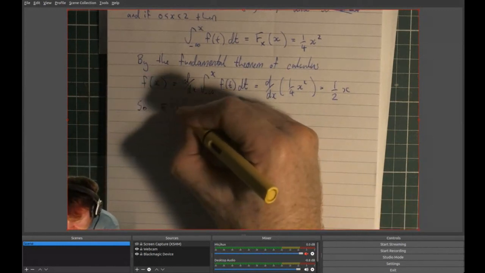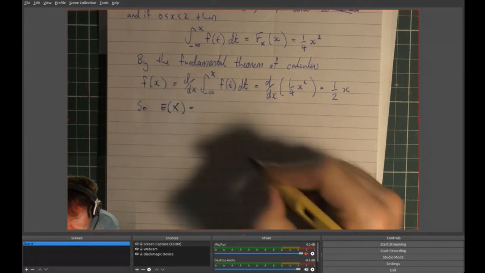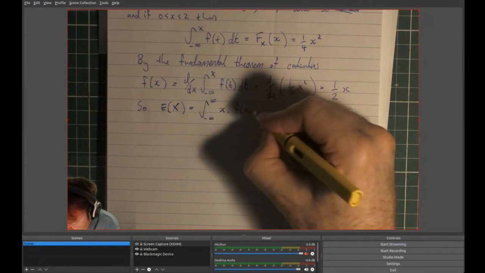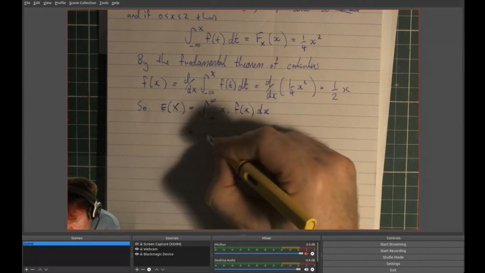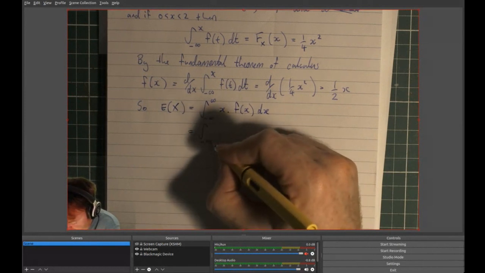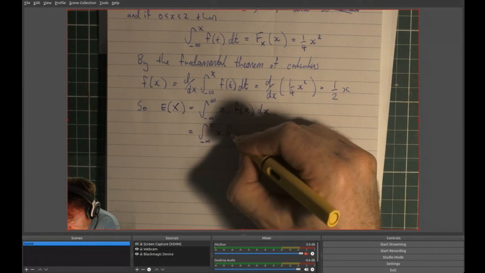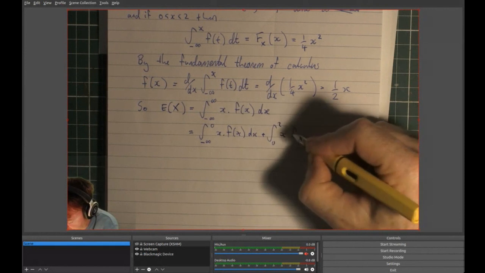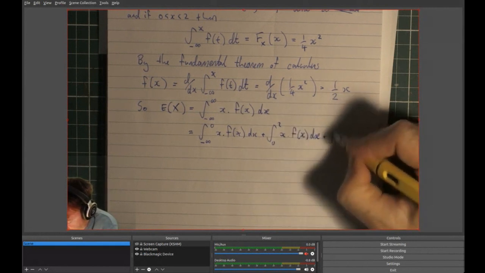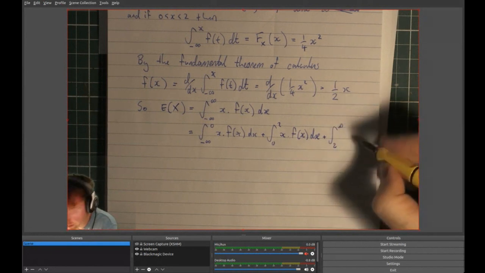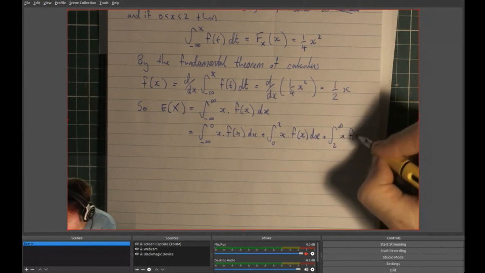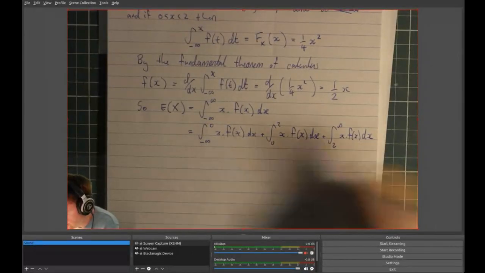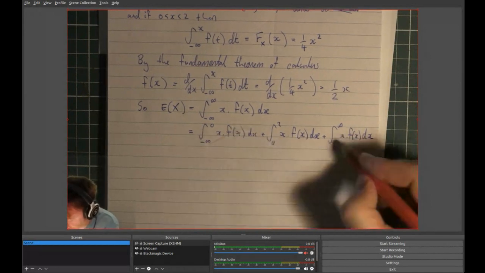So the expected value of x, the thing I wanted to calculate, is going to be this thing, which I'll break into 3 integrals. That's negative infinity to 0 of x times f of x, plus the integral from 0 to 2 of x times f of x dx, plus the integral from 2 to infinity of x times f of x. But this one is going to be 0 because the function has no density in that area. So this one's just going to go away. This one's just going to go away.